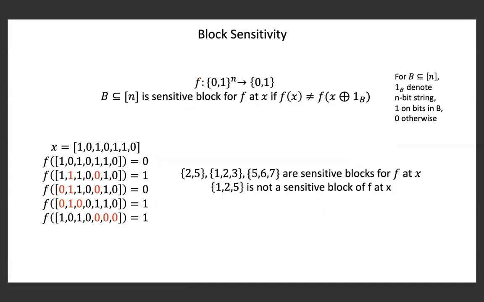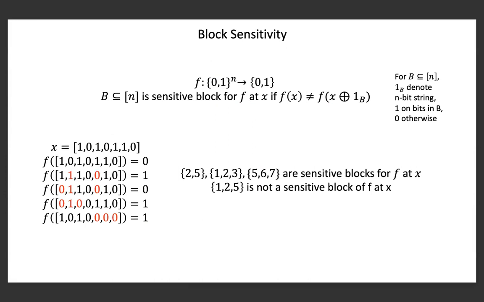So let me say more on how Nisan showed his result, because it will be instructive for us later on. What Nisan did was he introduced this beautiful combinatorial notion called block sensitivity and characterized both deterministic depth and the randomized depth of a Boolean function using block sensitivity. And that's how we ended up relating deterministic depth and the randomized depth. So let me introduce this notion of block sensitivity.